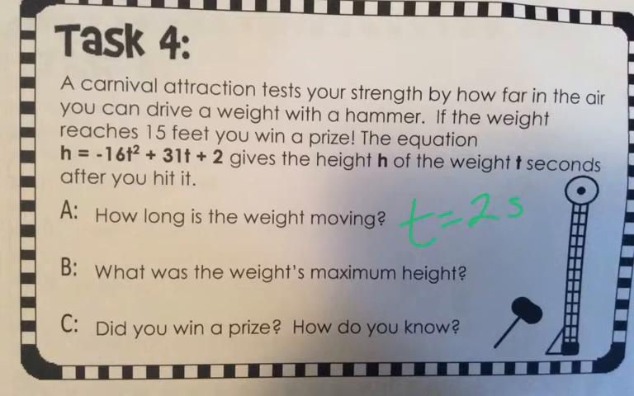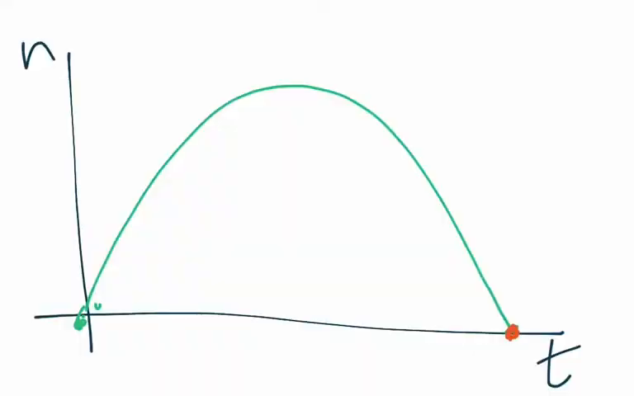Second question, what was the weight's maximum height? So looking at our picture, the maximum height is going to be the vertex. And remember that there are 2 questions you could be asked. You could be asked, what is the maximum height? In which case you're looking for the y coordinate. You could also be asked, when did it reach the maximum height, or how long did it take to reach the maximum height? And that's going to be the x coordinate.